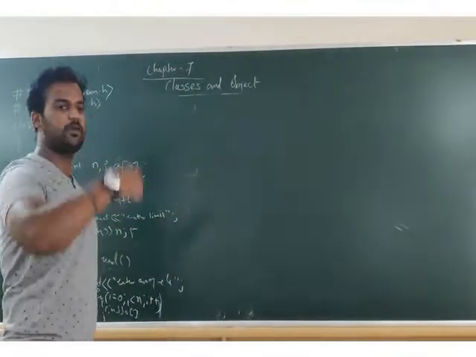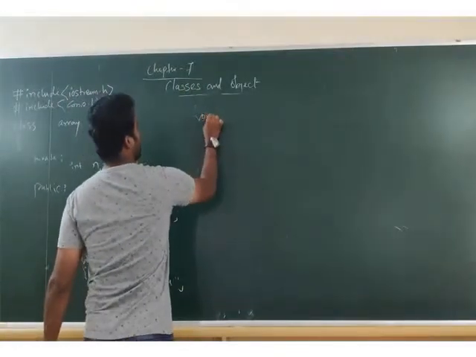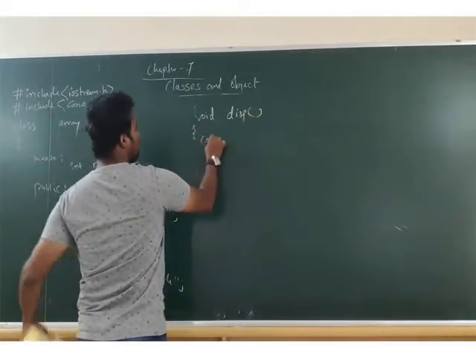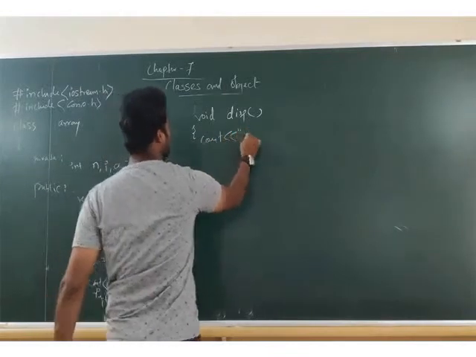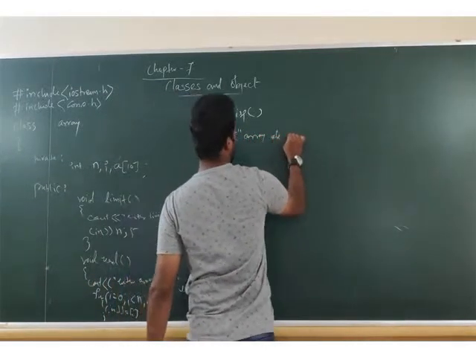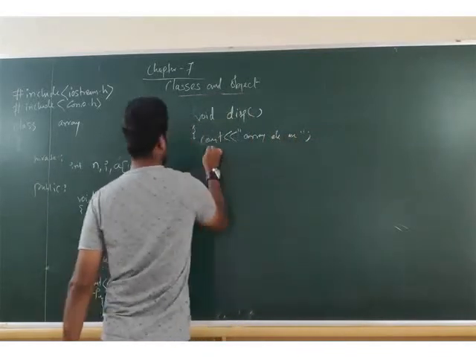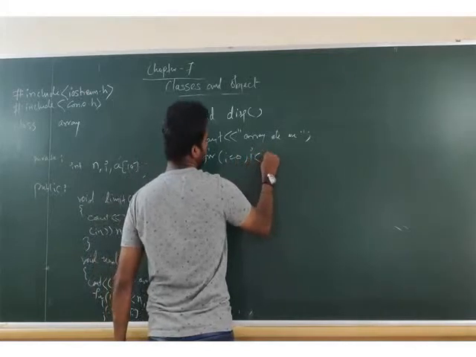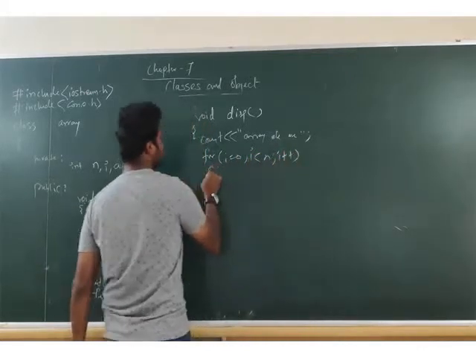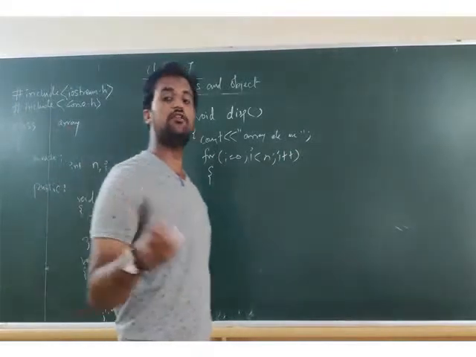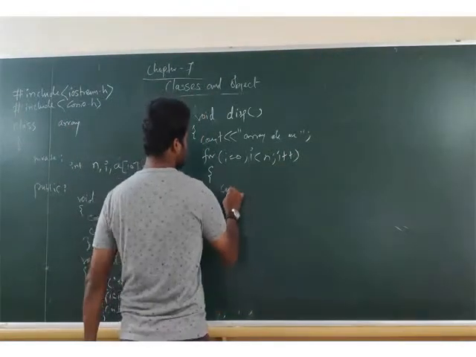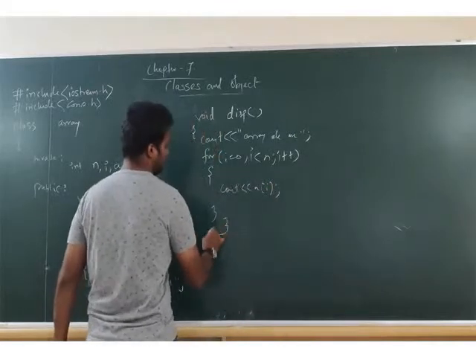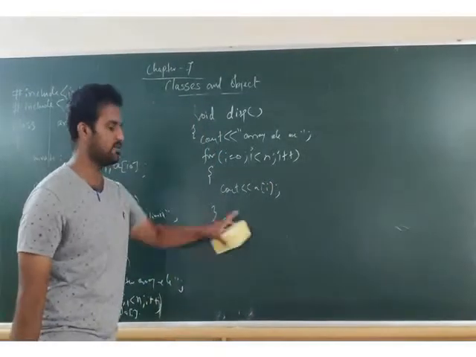After input we have to display that same thing. Void display, cout array elements, for i is less than n, i plus plus. I am writing this because again we have to display all the 5 elements. That's why cout a of i. Close the bracket, close the class, semicolon.